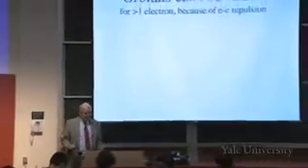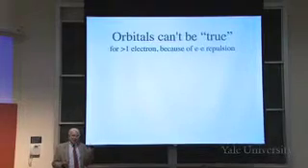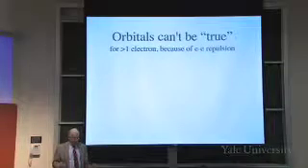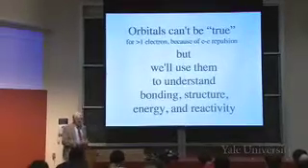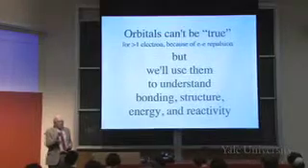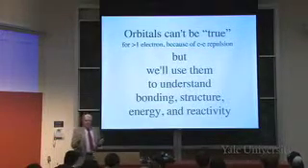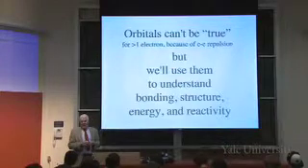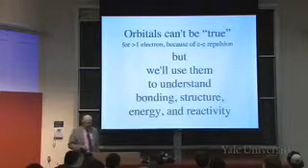Okay, so orbitals can't be true, that's clear, because electrons influence one another. They repel one another. If you have just one electron, fine. More electron orbitals can't be true. But still we'll use them to understand bonding and structure and energy and reactivity. And we know we won't get precise values. We'll be off by 1 to 10 kilocalories per mole. But we'll get insight that's very useful.